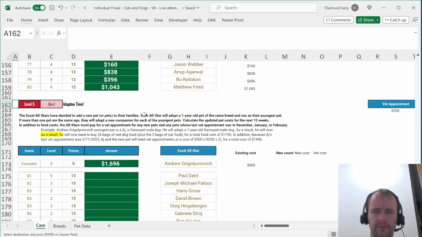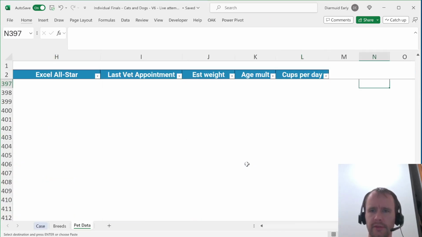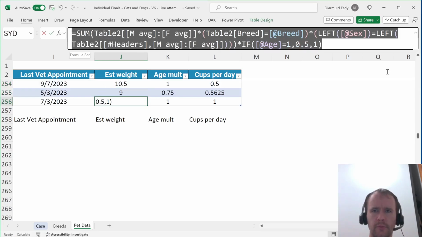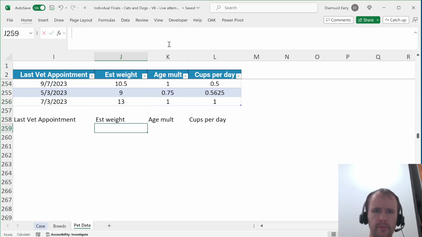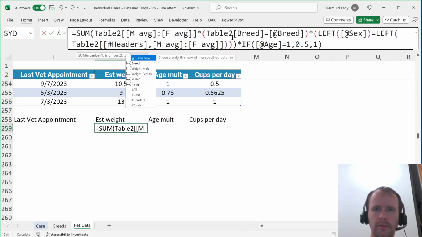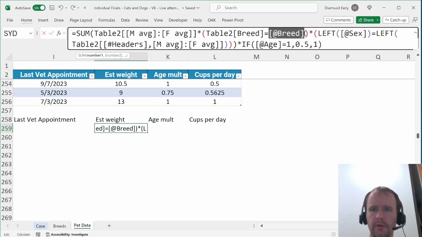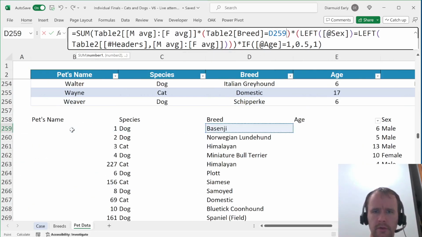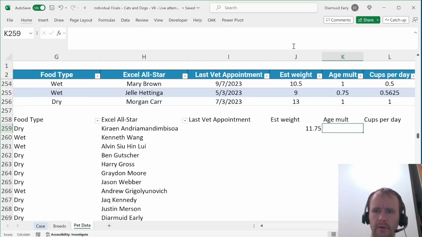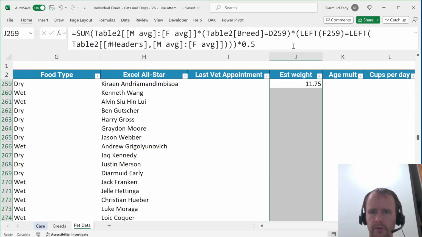And then, can I get this finished? Probably not, actually, by the feel of it, but okay. No, come on, I should be able to do this. So, estimated weight. Come on, help. So the breed is equal to this, and where sex is this, and the age definitely is 1, so just times 0.5. So that's the estimated weight for all of these.